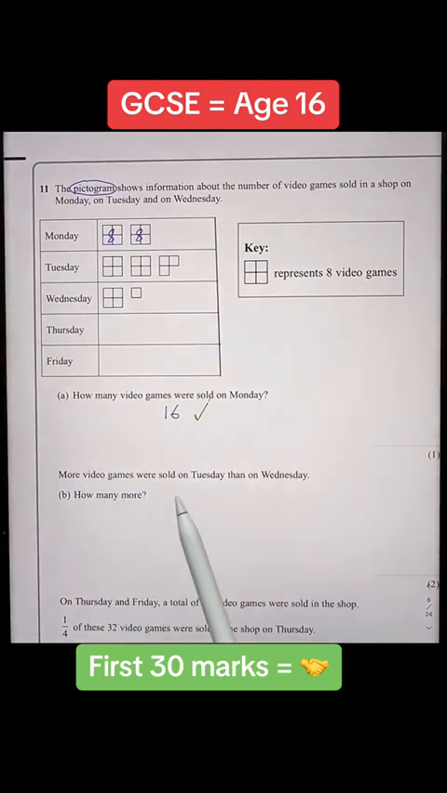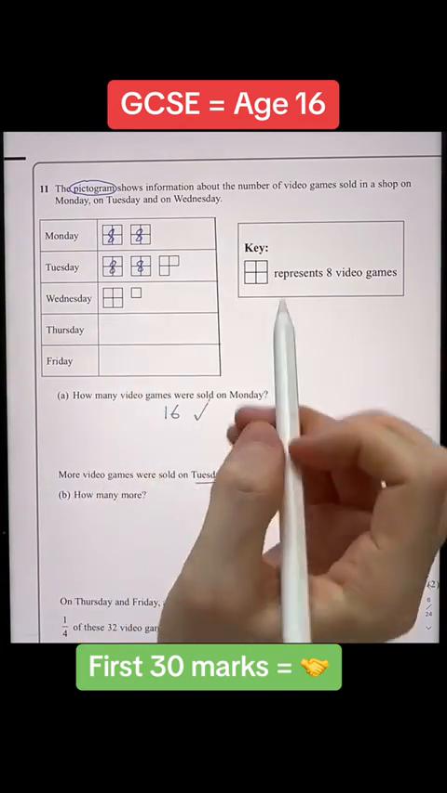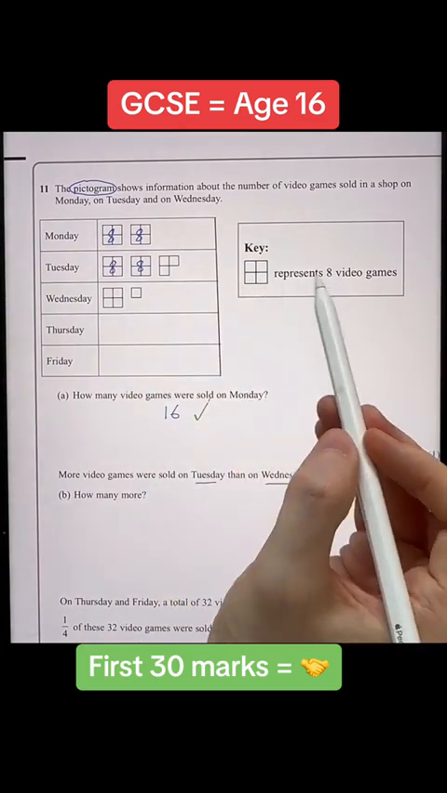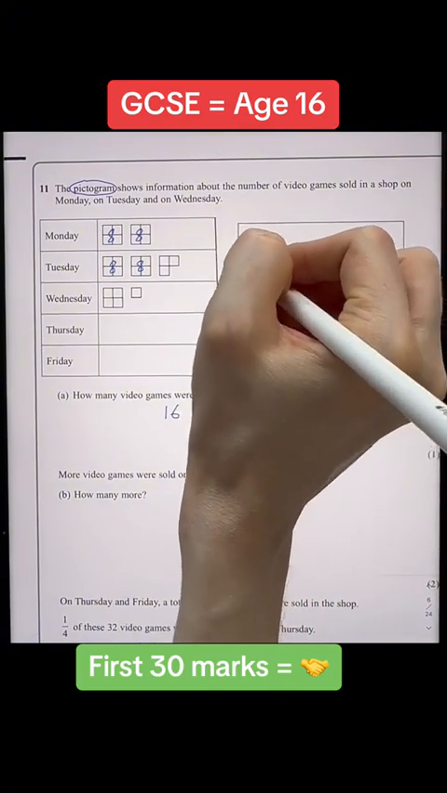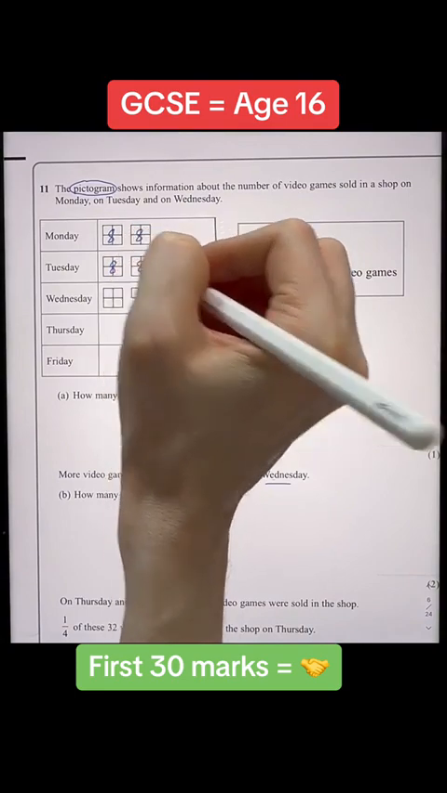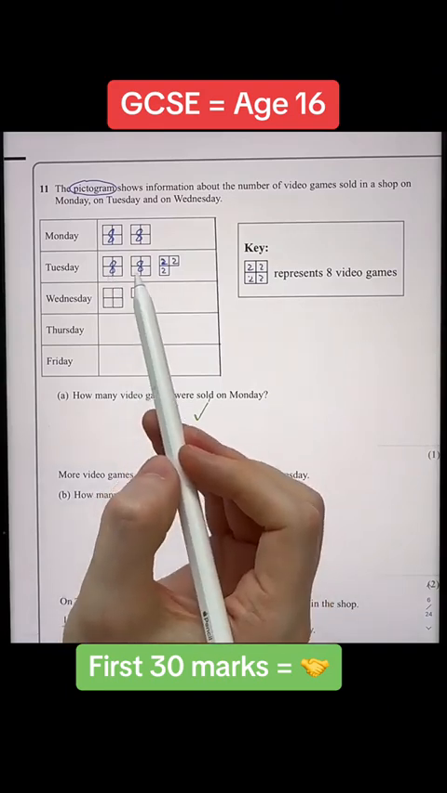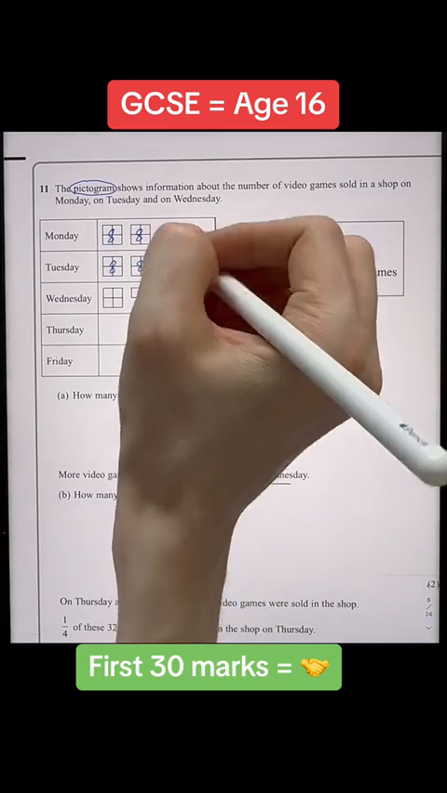We're now told more video games were sold on Tuesday than on Wednesday, and we're asked how many more. Well, Tuesday, we know that 4 baby squares represent 8. So that's 8. Another 4 baby squares represent 8. If 4 baby squares represent 8, therefore 8 divided by 4, each baby square would represent 2. So here, for Tuesday, each of these represent 2. So I've got 2, 2, and 2. Adding that together, well, 8 add 8 is 16. Add 2 gives us 18. Add 2 is 20. Add 2 gives us 22.